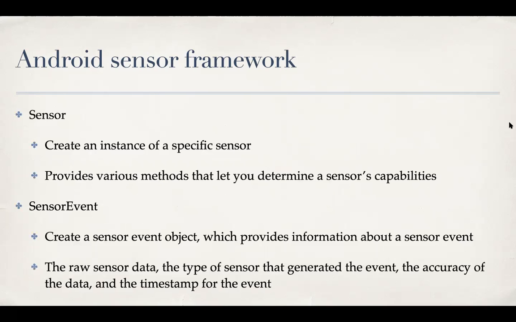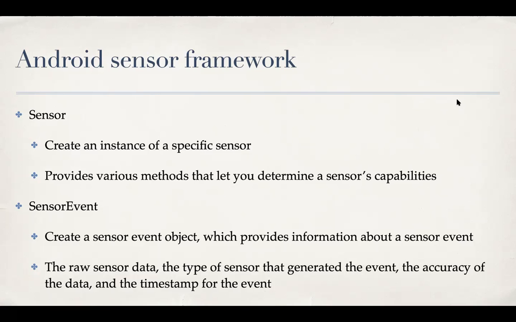Then you have the sensor class itself. The sensor type is, as the name suggests, going to be an instance of the specific sensor. It has methods that will let you determine a sensor's capabilities, like the range and current value, etc. And it can also let you read some other parameters related to the sensors.